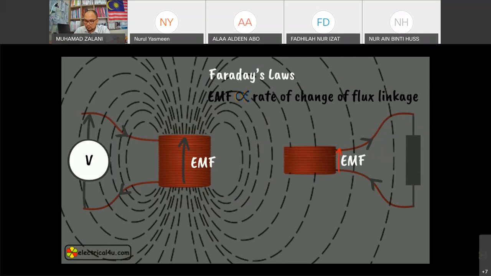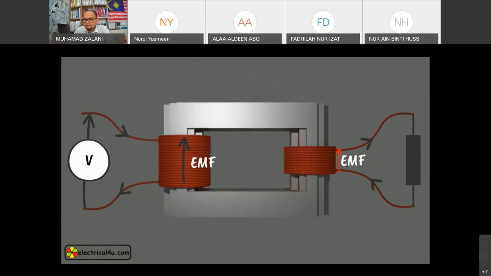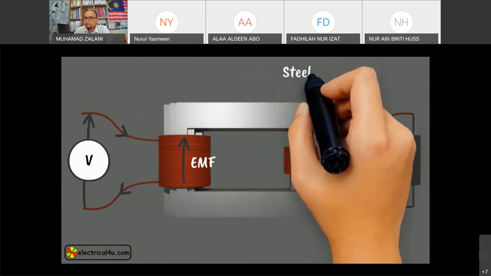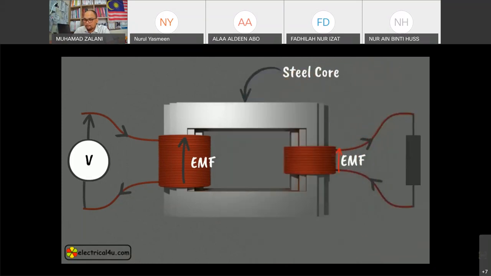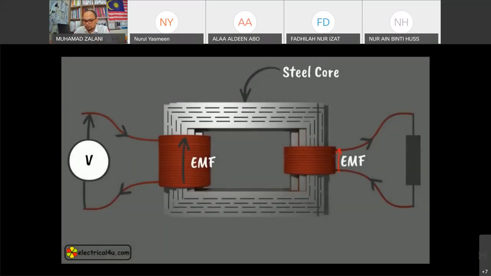Now, if we want to transfer maximum electric power from the first winding to the second winding, we have to link maximum flux of the first winding to the second winding. This is done by placing a low reluctance magnetic core in between these windings. Steel is a well-known low reluctance magnetic material, so we normally use steel for making the low reluctance magnetic core in the transformer.